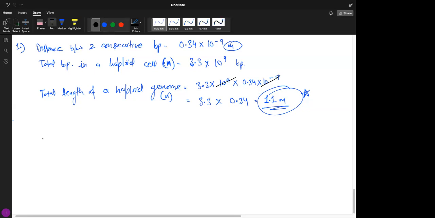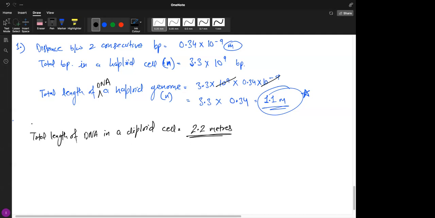So what will be the total length of DNA in a diploid cell, in any normal cell of your body? Around 2.2 meters? Yes, sir. Can you see your skin cell with your naked eye? One single cell of your skin.